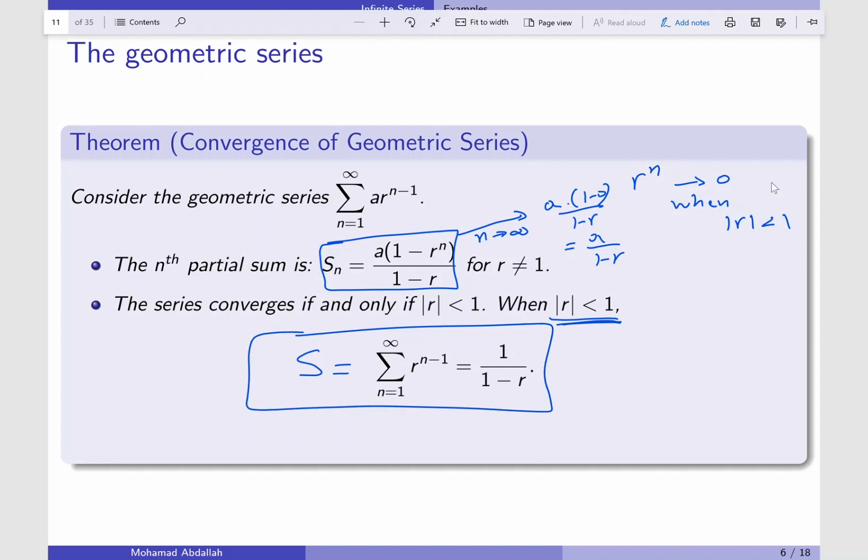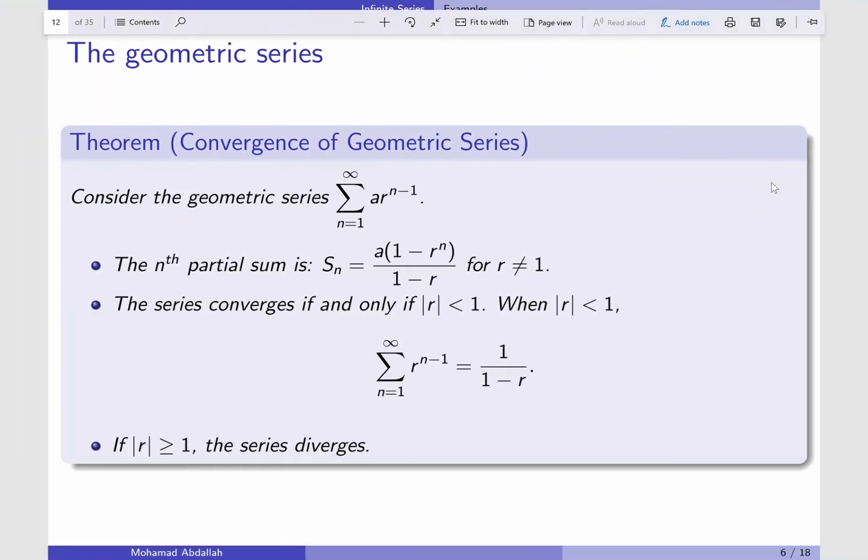And this is very important: the series will converge if and only if the absolute value of r is less than 1. Moreover, I will be able to find the sum of the series. That means if you add all the numbers of the form r to the power n minus 1 from n equals 1 to infinity, my answer will be 1 over 1 minus r.